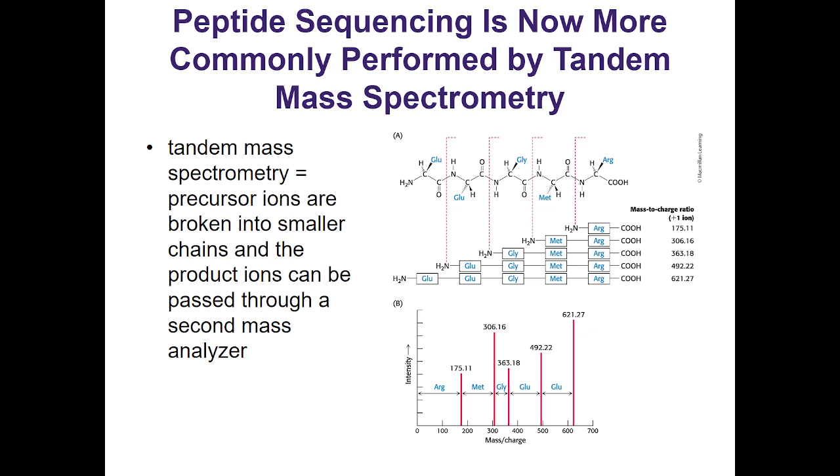The tandem mass spectroscopy, so your precursor ions are going to be broken into smaller chains, and the product ions can then be passed through a second mass analyzer. This is the tandem part, by the way. Tandem meaning literally one mass spectroscopy followed by another. Okay? And so what we can see here is we actually have, if we look very closely, each time we break off something, we're going to have a mass to charge ratio that's going to correspond with it, right? And as we break off less, we'll have an increasing mass to charge ratio that corresponds with each amino acid.